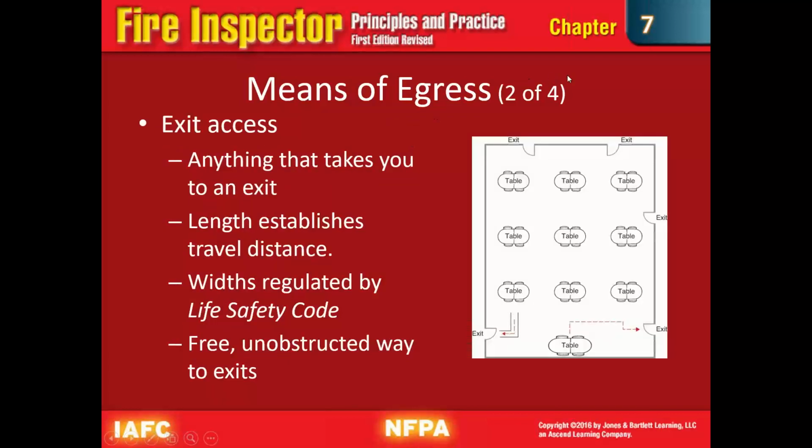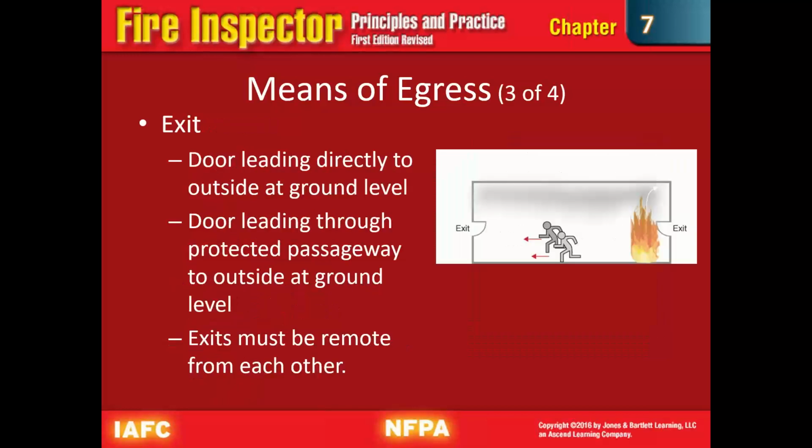All right, your exit access, anything that takes you to an exit. That's going to be the pathway that you're going to take. It could be this little space in here between tables and chairs, the table and the wall. That's going to be your exit access. The length establishes your travel distance. Your width is regulated by Life Safety Code and also the International Fire Code. You want free, unobstructed ways to exits. All right, and that also kind of plays into your exit signage and things of that nature.